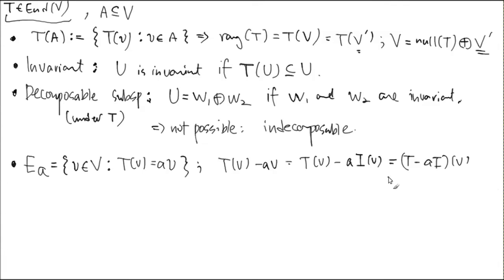Okay? And then if V's came from here, we're looking at all these things being 0. Is that right? You've seen this thing before. T minus AI. Have you seen that before in terms of matrices, right? M minus lambda times the identity matrix.